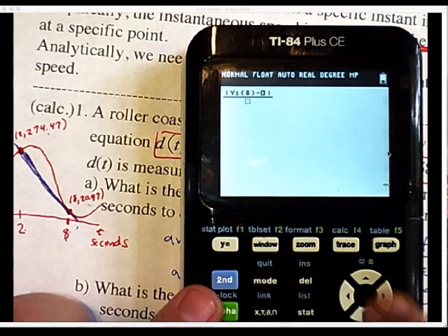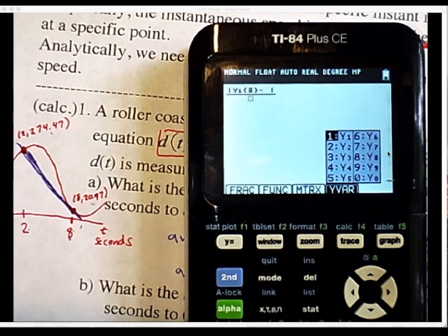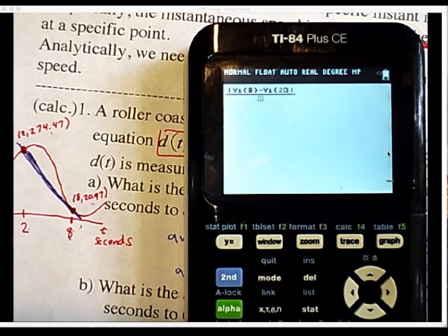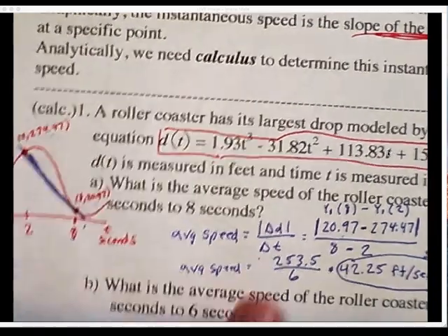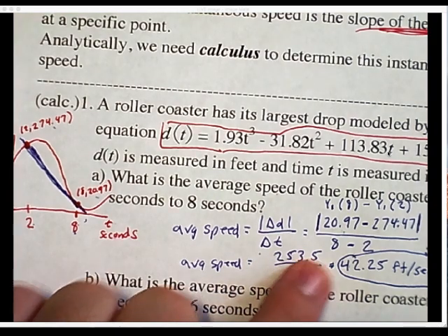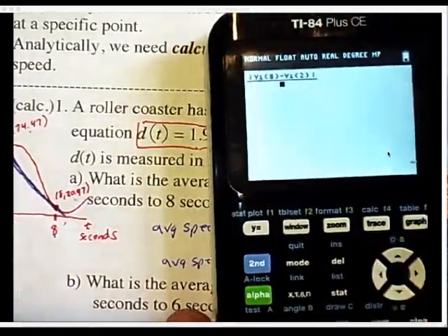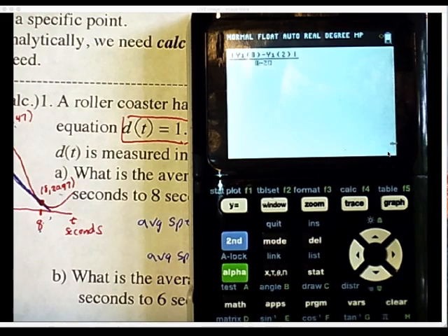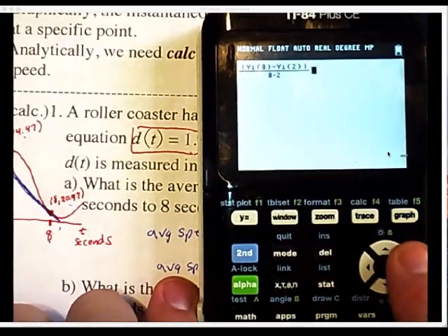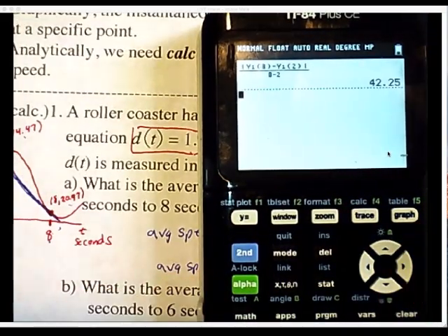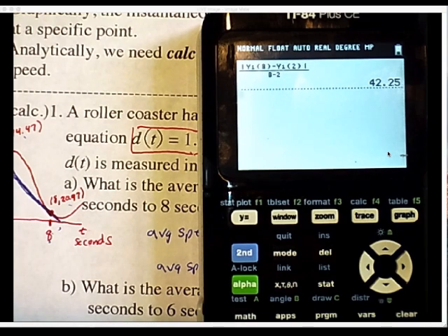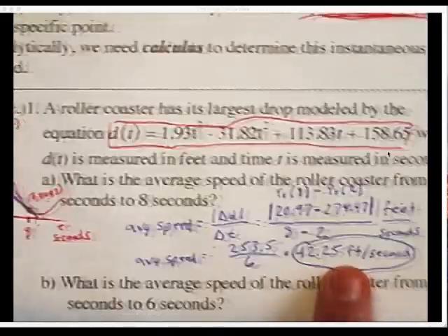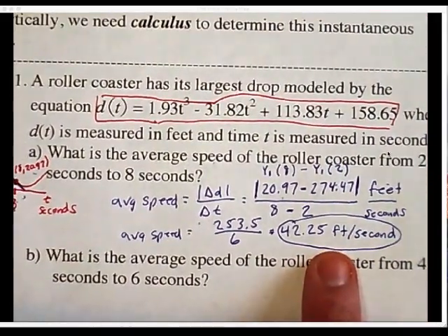I'm going to do the same thing again, the y value at 2. That's all underneath absolute values. So that number would come out to 253.5. And on the bottom, we just put 8 minus 2. I hit enter, and what do you know? Right there, all in one step, it says 42.25, which is exactly the same answer we just got, 42.25.